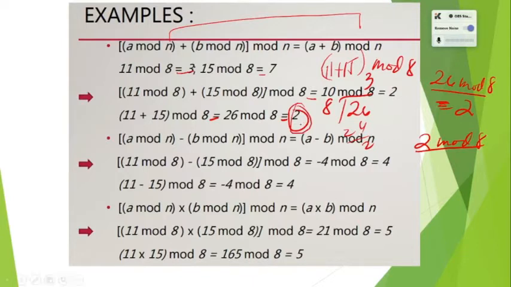Okay? Now, let's have this another property. So, A mod n minus B mod n, mod n, is equal to A minus B mod n. So, yun. Sinubtract lang niya. So, that would be negative 4 mod 8. Okay?